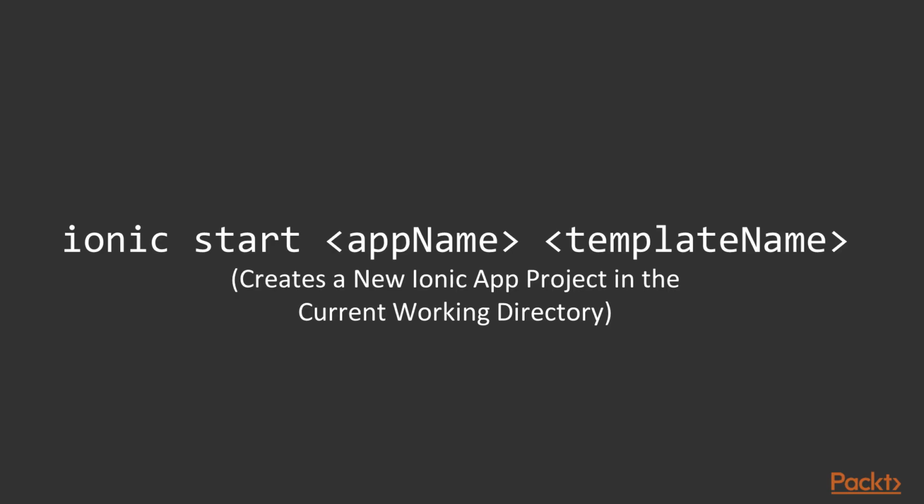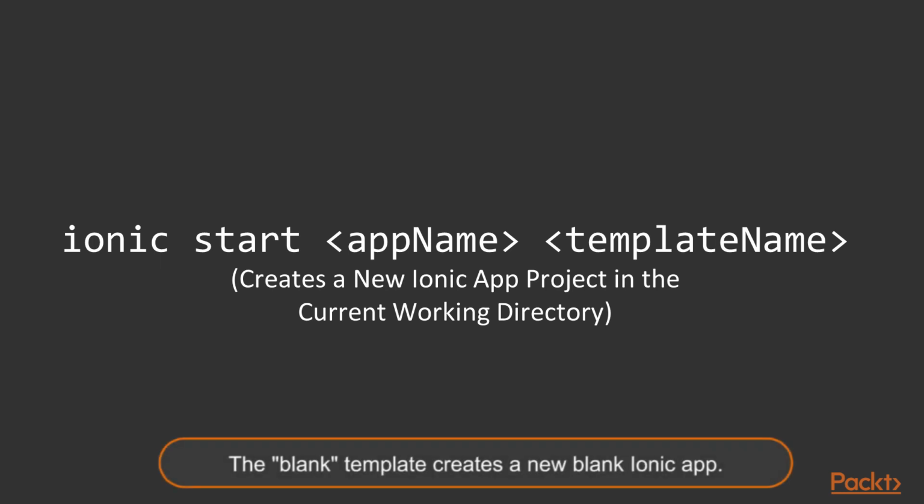The command to create a new Ionic application using the Ionic CLI is ionic start, then the name of the application project, followed by the name of a template. As of now, the template that we are going to use will be blank, and this command will create a new Ionic application project in the current working directory. So beware of the present working directory where you are executing this command. Let's go back to terminal and try this out.